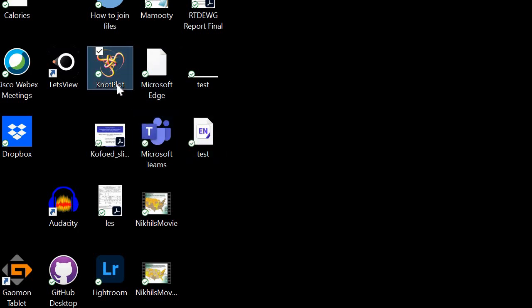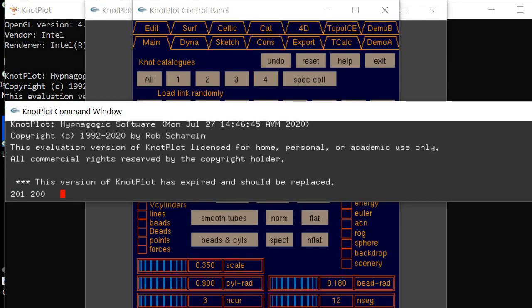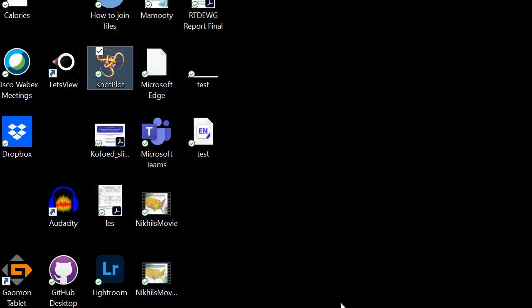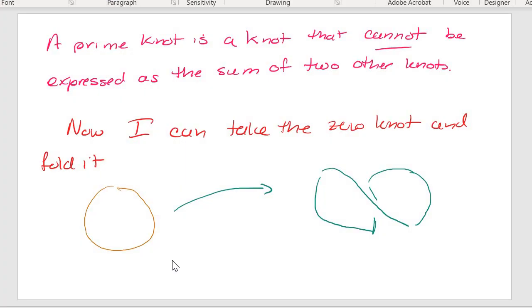So that's going to take a little while to come up. There it is. Yeah, it doesn't let me use it anymore. But you could probably download a free version of it. This was downloaded a while ago. No, it isn't. It's by mathematicians, open shareware.